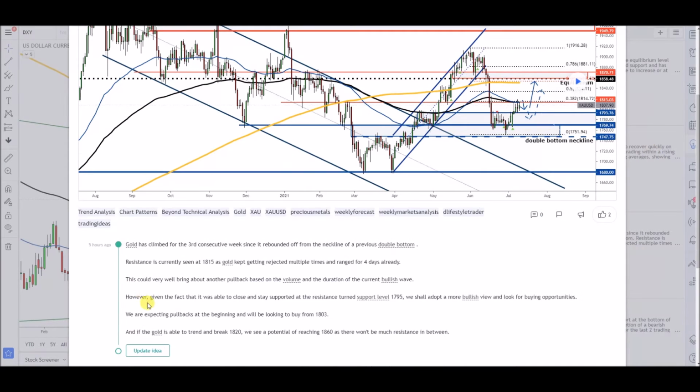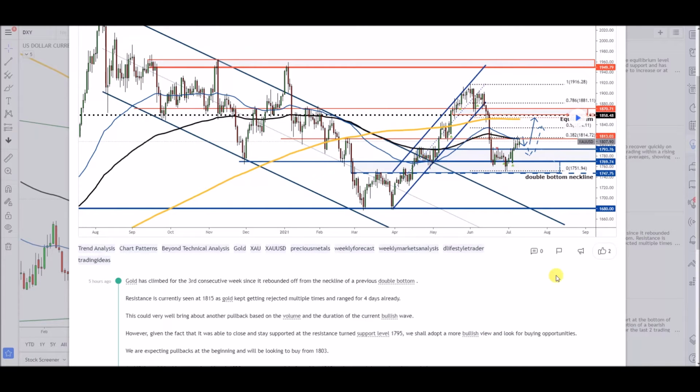Alright, however, given the fact that it was able to close and stay supported at the resistance turned support level at 1795, we shall adopt a more bullish view and look for buying opportunities.